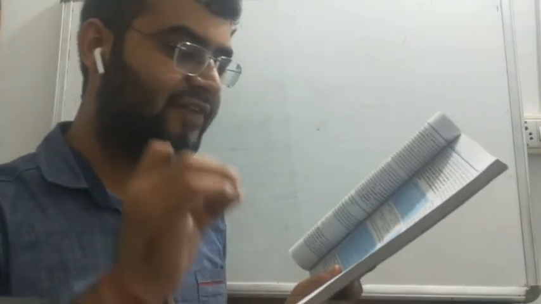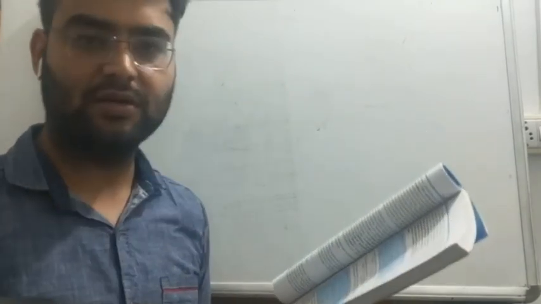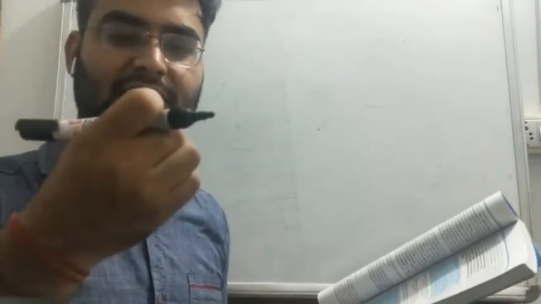And the question is, consider a simple pendulum having a bob attached to a string. Ek simple pendulum hai, ek thread ke through aapne kya kiya, ek bob ko attach kiya hua hai. That oscillates under the action of the force of gravity. Wo oscillate kar raha hai. Suppose that the period of oscillation of the simple pendulum depends on its length.